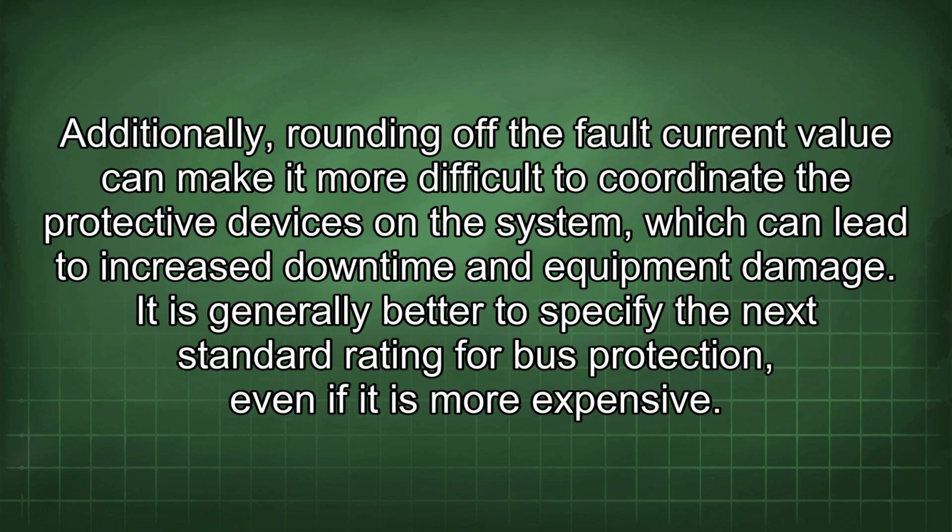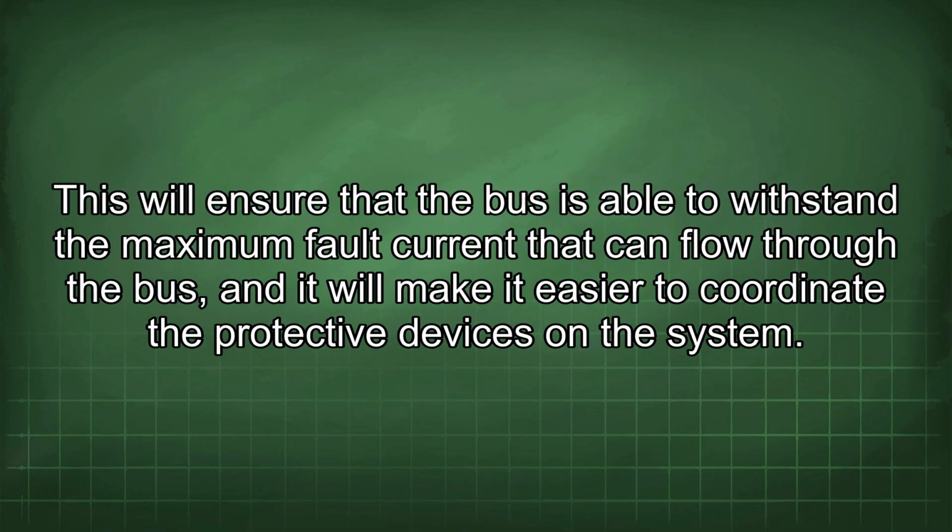Additionally, rounding off the fault current value can make it more difficult to coordinate the protective devices in the system, which can lead to increased downtime and equipment damage. It is generally better to specify the next standard rating for bus protection, even if it is more expensive. This will ensure that the bus is able to withstand the maximum fault current that can flow through the bus, and it will make it easier to coordinate the protective devices in the system.